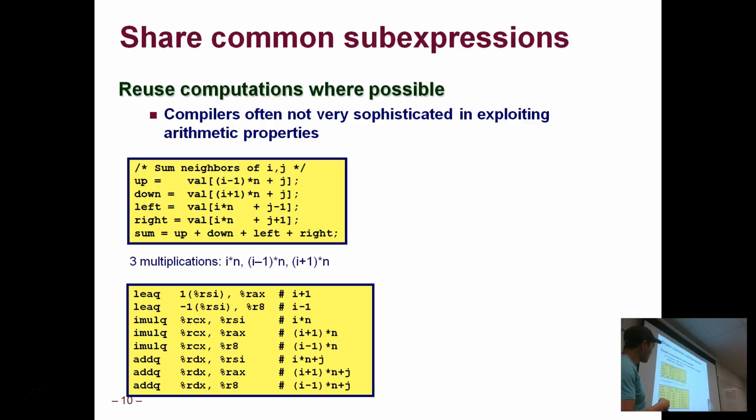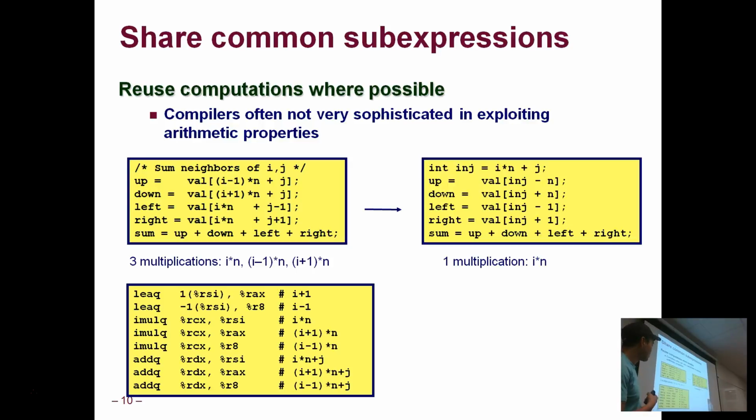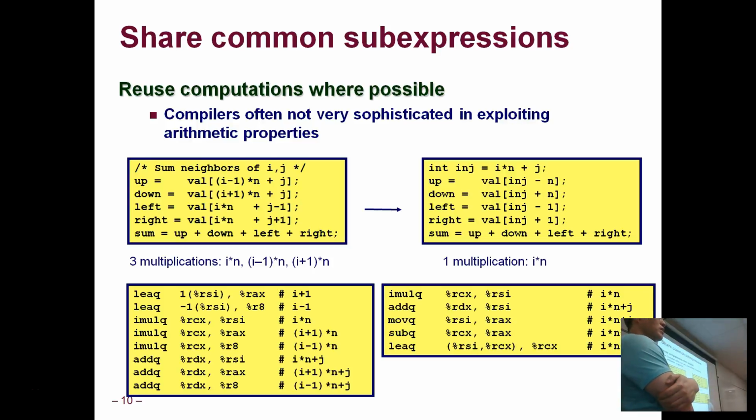If you do this naively, you're going to do separate multiplications for this value and this value, when in fact you could share these sub-expressions. Here is an example of it being done naively, where you're doing all of these multiplications to do the indexing. What you would like is something like this. The shared product here is I times n. Or I times n plus j is the shared sub-expression here. And then you're subtracting n, adding n, subtracting 1, or adding 1 to get to the left, right, top, and bottom. And this is the assembly that you get instead.